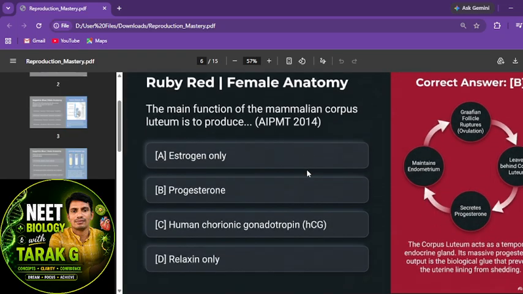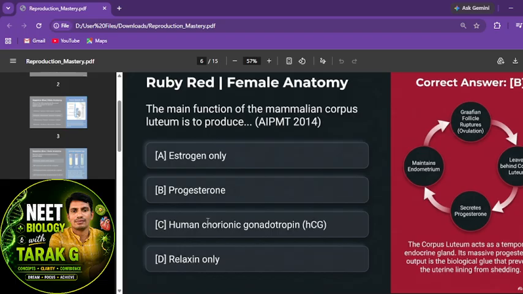The main function of the mammalian corpus luteum is to produce progesterone. You can blindly write progesterone, right? The main function of the mammalian corpus luteum, you learned in the menstrual cycle. This is the 2014 question.